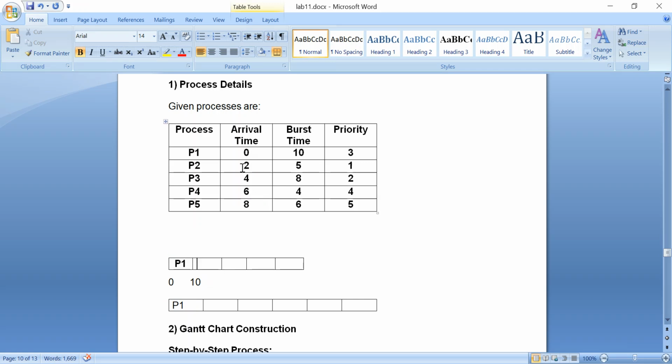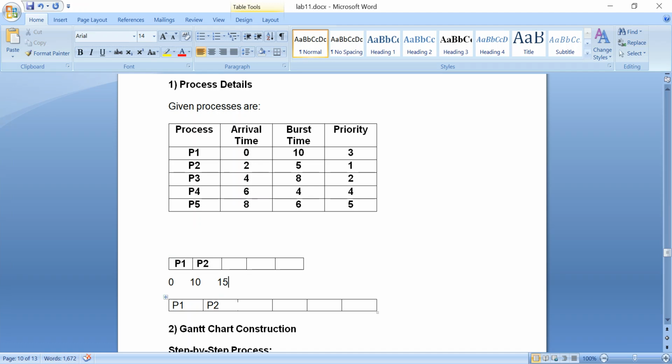Then we have P2, which comes next. As you see, P1 has arrived at 0, so we just execute it for 10 seconds. Then we have P2 with the priority of 1, so it needs to be executed as soon as possible, and it will take 5 seconds. So at 10 it will come and take 5 seconds, so at 15 it will be removed from the ready queue.